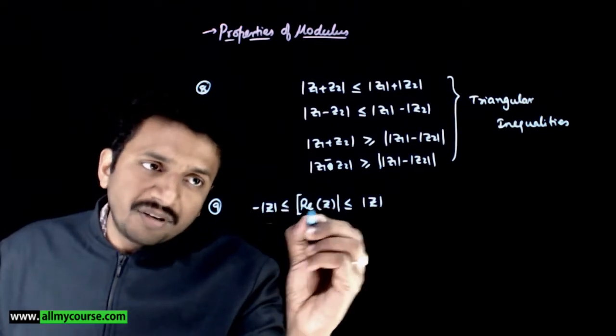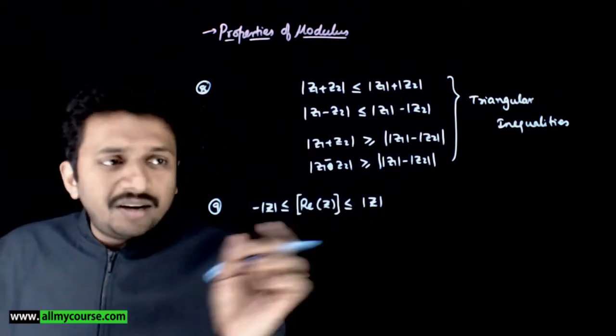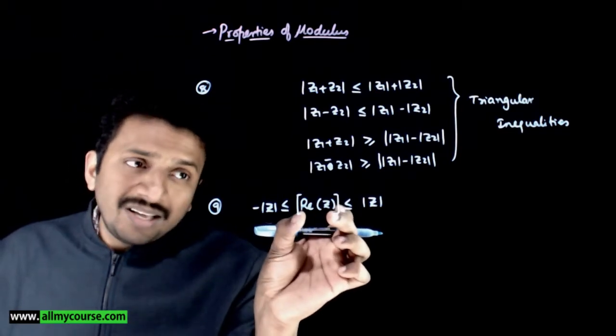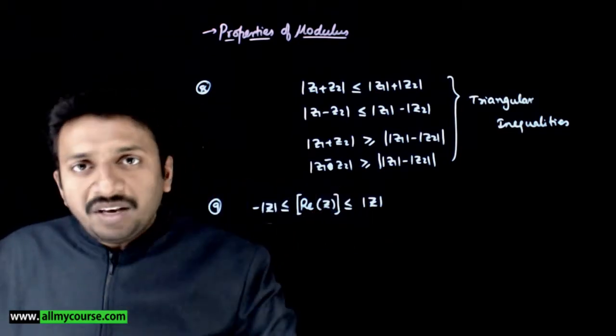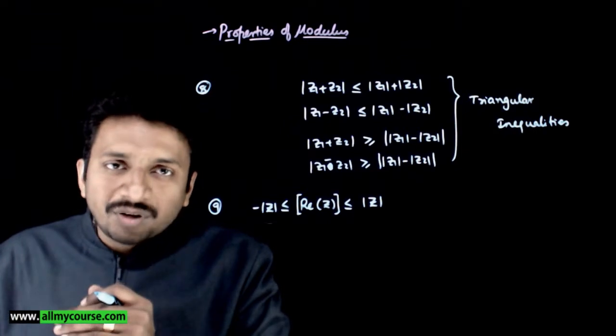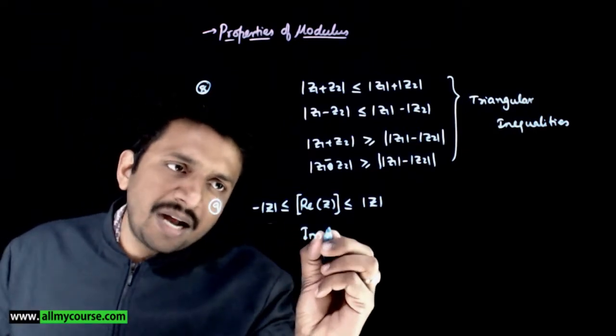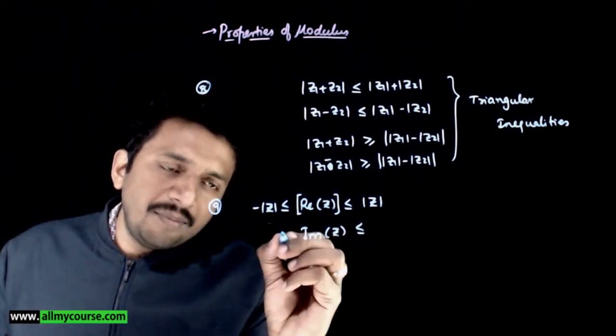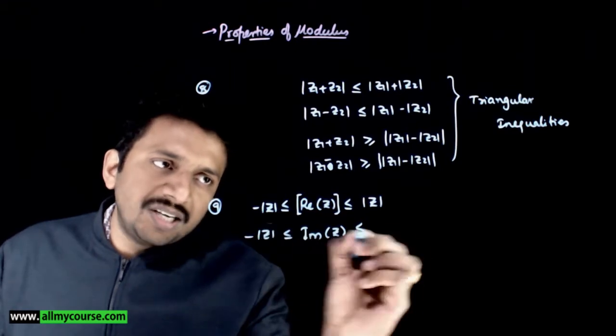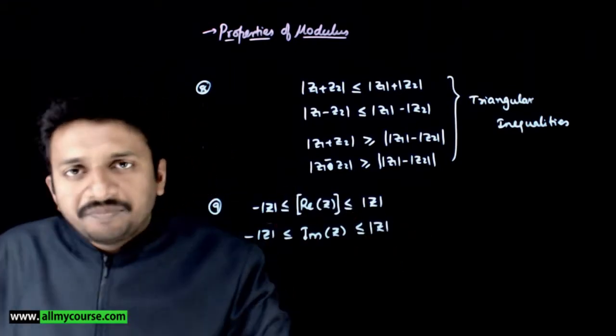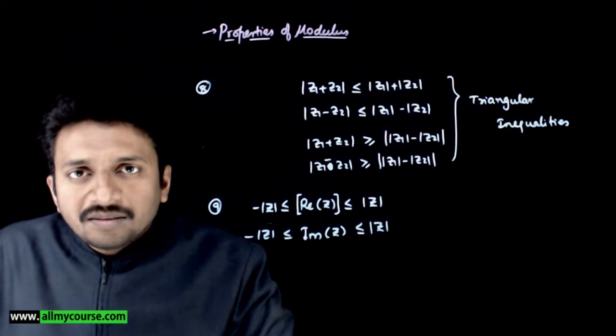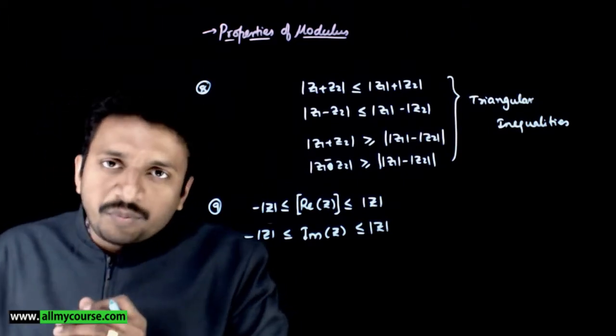If I write mod of real part of Z, then I don't need to go for the negative side. Even if I don't have the mod, this real part of Z will always lie between minus of mod Z and plus of mod Z. And similarly, the imaginary part of Z will also lie between minus of mod Z and plus of mod Z. So this is also a very straightforward property.